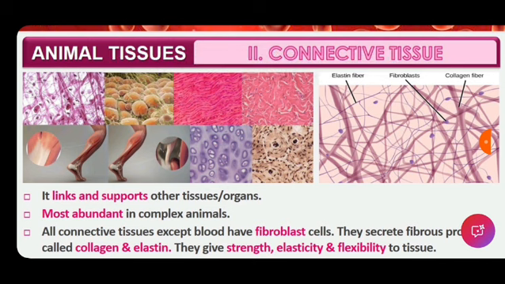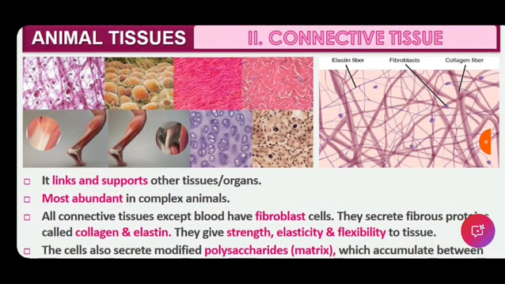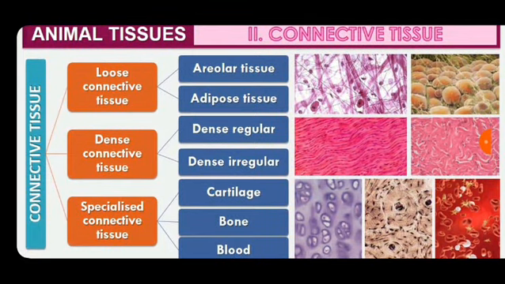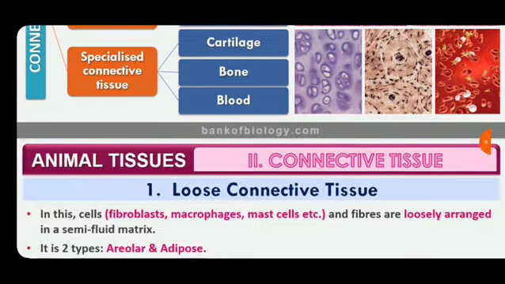Here is connective tissue, which connects throughout the body, as shown in the figures. It has three types: the loose connective tissue, dense connective tissue and specialized connective tissue. The loose connective tissue is areolar and adipose. Dense connective tissue is dense regular and dense irregular, and the third type shows the cartilage and the bones.